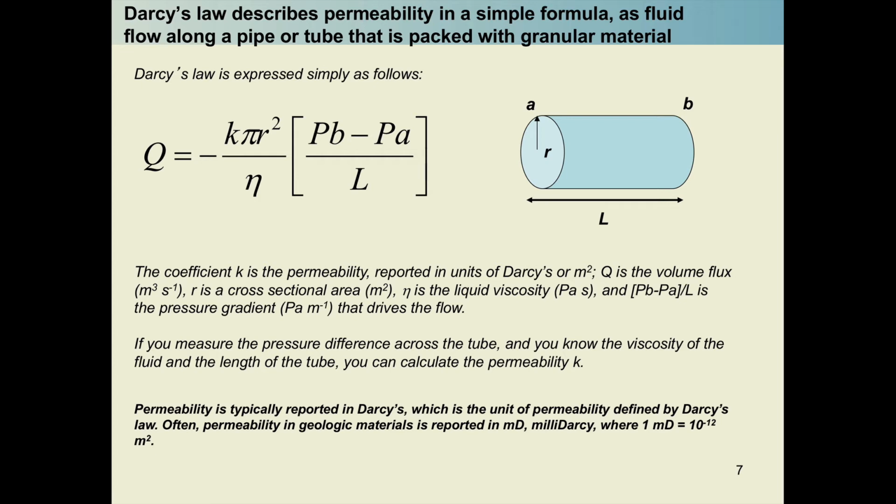time, is equal to minus K, which is the permeability coefficient, times pi r squared, so that's the area of the end cross section of your tube, divided by eta, which is the fluid viscosity in Pascal seconds, times P sub B minus P sub A divided by L. So P sub A is the pressure at point A, P sub B is the pressure at point B. So the difference in pressure across a length L as fluid is flowing through that tube determines the volume flux of the fluid flow, modulated by the permeability coefficient K, assuming everything else is constant.